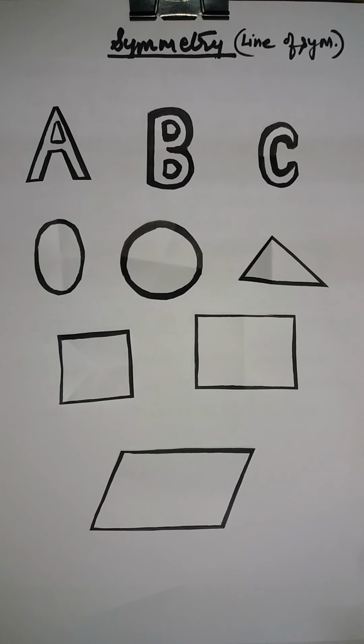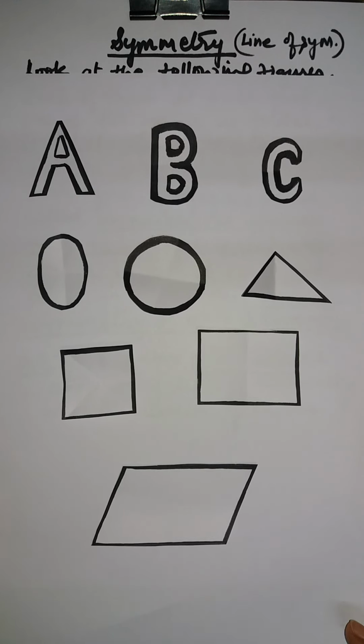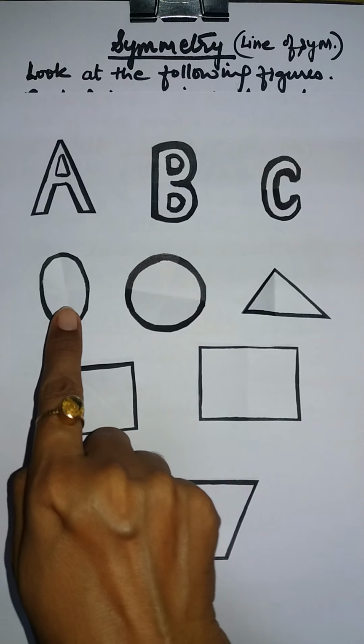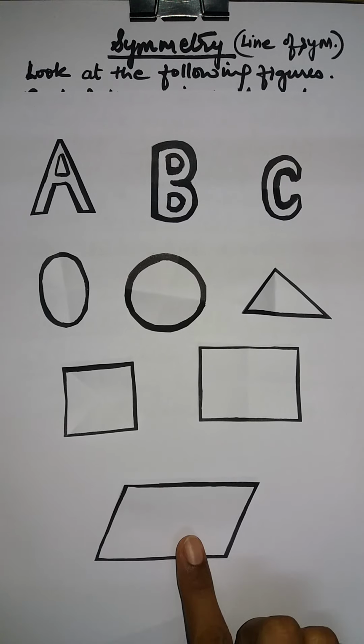Hello everyone. Our today's topic is symmetry, and the first topic is line of symmetry. Look at the following figures: A, B, C, this oval, this circle, triangle, square, rectangle, and parallelogram.